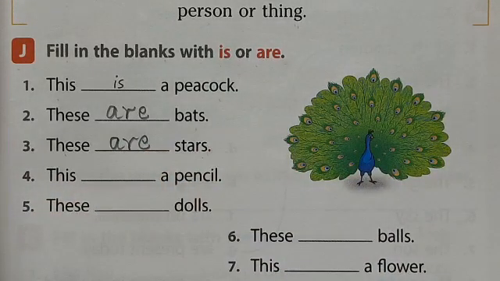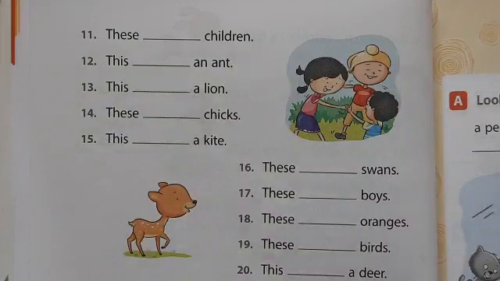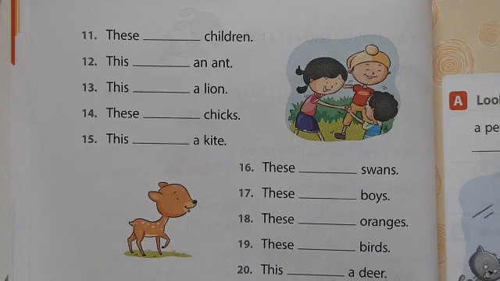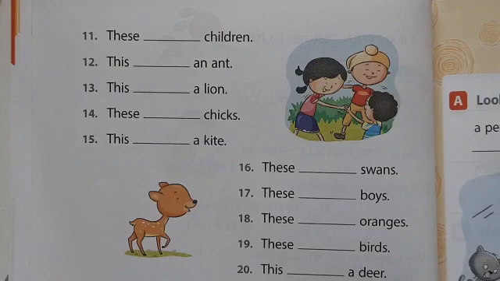Now children, I want you to solve the next exercise from number 4 to 10 on your own. It's very easy. I'm sure you'll be able to do it. Okay, so let's move on to page number 26. So children, exercise J has been continued on page 26. Again here you have to use either is or are by reading the sentence correctly. So I know you'll be able to do it from 11 to number 20. Okay children, so this is homework for you.